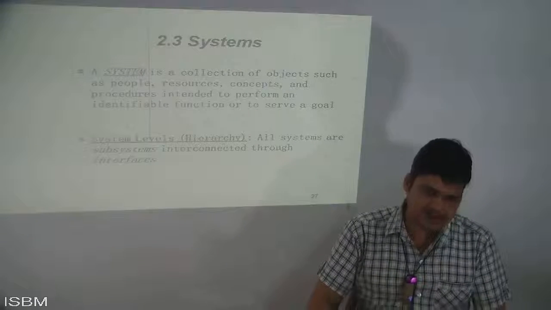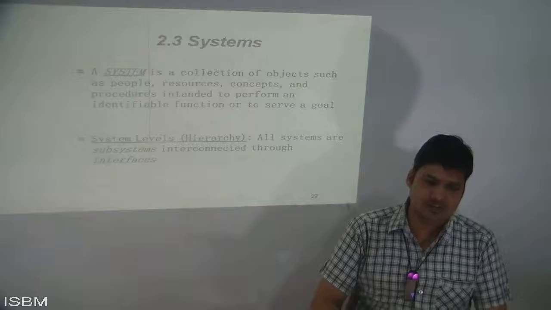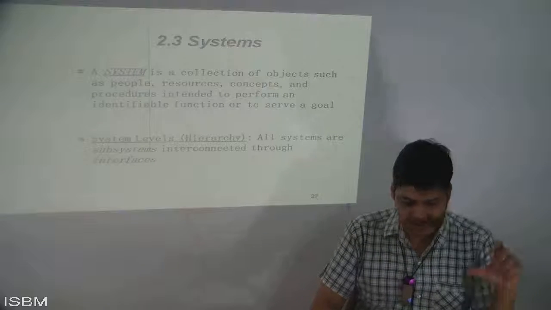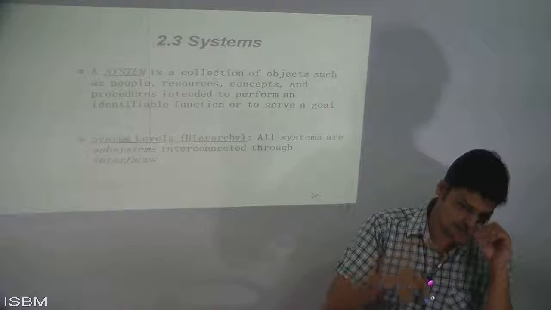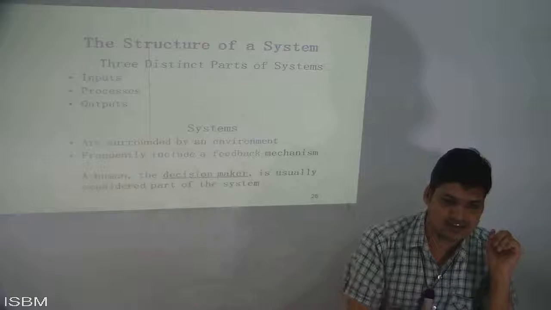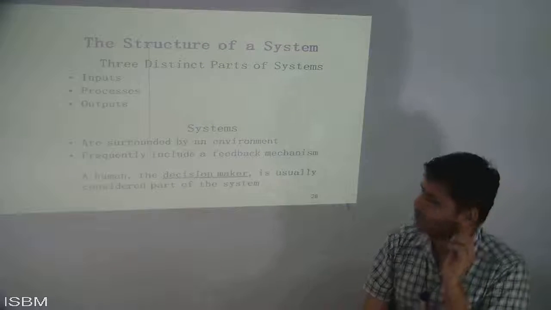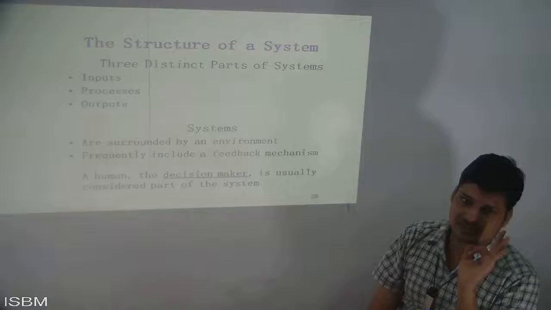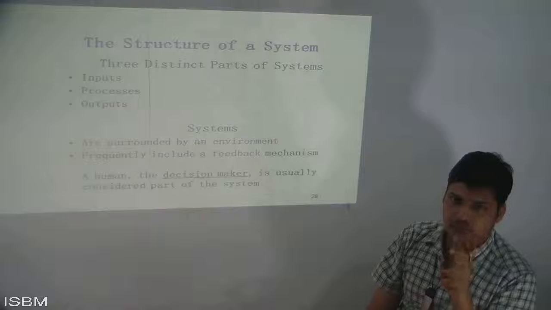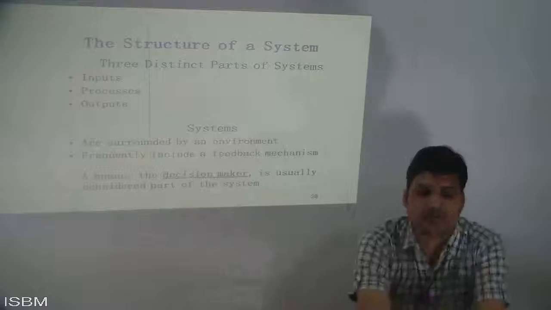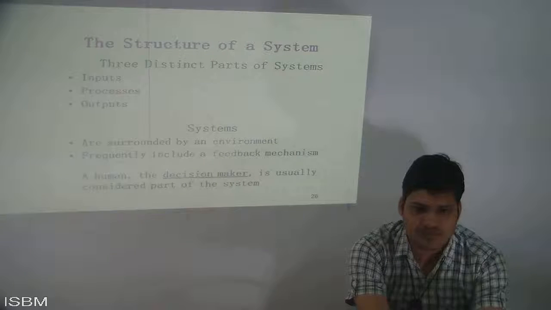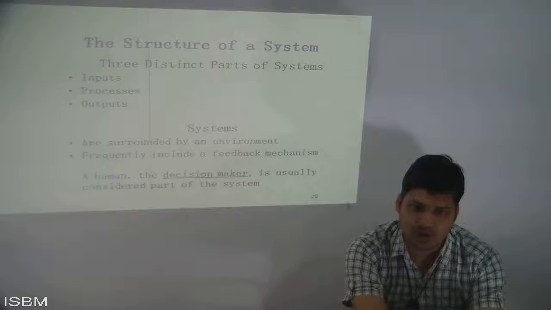So, system level hierarchy. All systems have subsystems interconnected through interfaces. So there is one system and there is a subsystem, and these two systems are interconnected with their interface. What exactly is the interface? The structure of the system has three distinct parts: one is input, then process, then output. For example, when you're going to write anything in a computer system, it is all input.